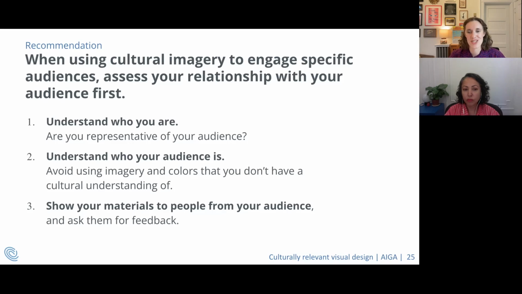And then third, test things: show your materials to people from your audience. While we've been talking about really big design choices, we never really know how a color palette or an image might be taken by people in our audience. So it's really important to show things to people ahead of time, before you launch them out into the world, to make sure you're avoiding causing someone to feel a certain way that will get in the way of them being able to engage with the call to action and the information that you're trying to share with them.